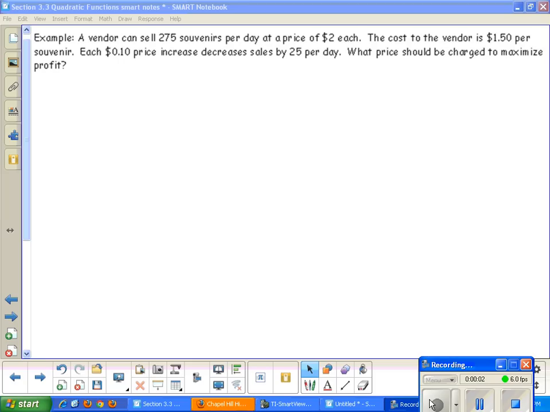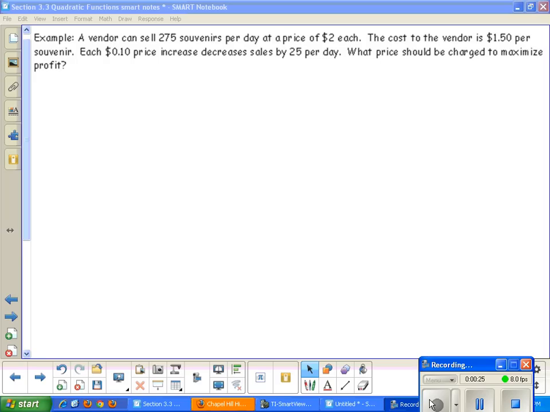Section 3.3, application of quadratic functions. The example we have is a vendor can sell 275 souvenirs per day at a price of $2 each. The cost to the vendor is $1.50 per souvenir. Each 10-cent price increase decreases the sales by 25 items per day. What price should be charged to maximize the profit?